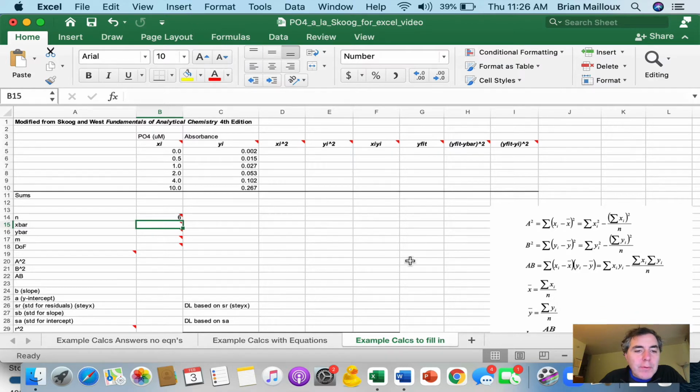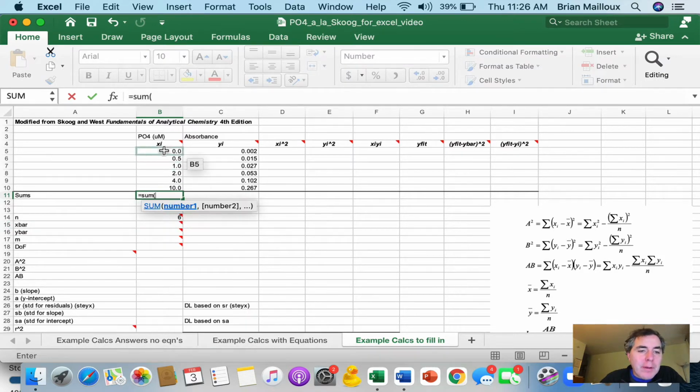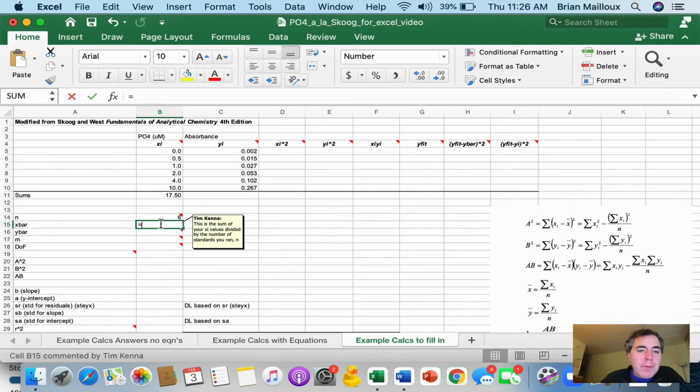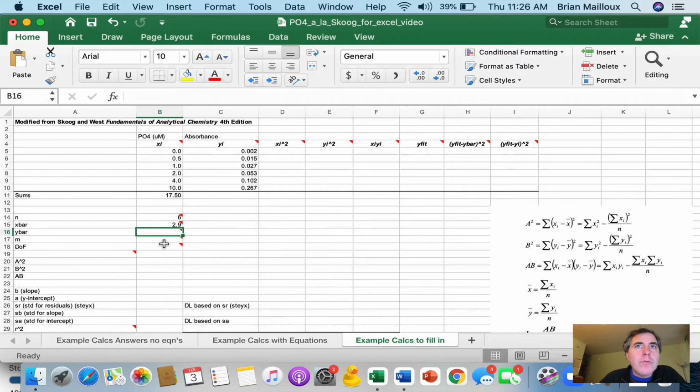X bar is the sum of your xi values divided by the number of standards you ran. So we're actually just getting the average. Whenever you see a bar, it's the average. So it's the sum divided by n. I'm going to do the sum of our x's. These are our xi's, so it's individual ones. That's why we have the x of i. So there's the sum. Now we could do the average, or we could just do the sum divided by the count. And we get 2.9. Then we want the same for y bar. So we're going to drag over our sum, and then y bar is equal to the sum divided by the count.